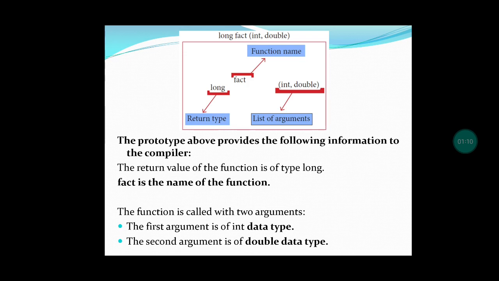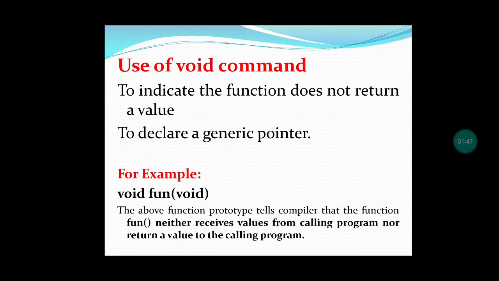Here one example has been given for the function, that is fact. Fact is the function name, long is the return type, and two parameters have been used. Parameters are also called arguments. Here a list of two arguments has been used. One is integer and the other is double. The first argument is integer type and the second argument is double type. Long fact of int comma double. Long is the return type, fact is the function name, and int and double are the two parameters used inside the function. And next one is a void function.